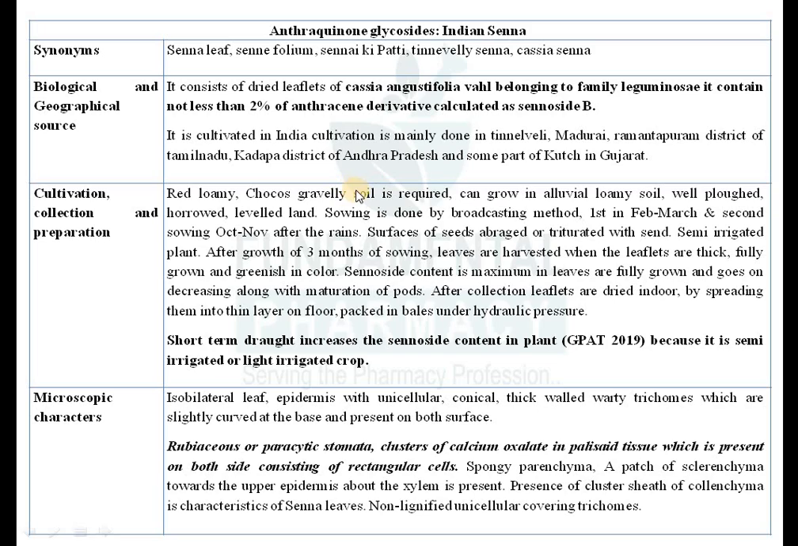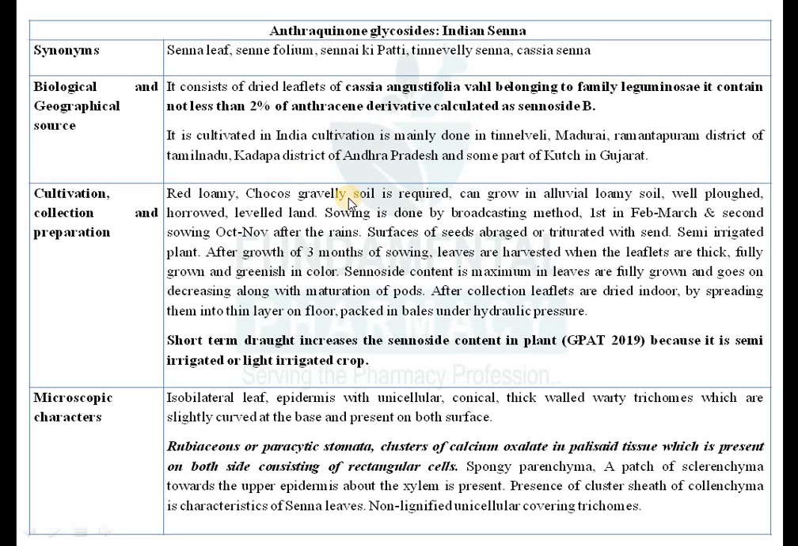So this is the geographical source. It is not much important, but still you should know it. Mostly this Senna is cultivated in the southern region of India. For example, Tinnevelli, then Madurai, Ramanathapuram district of Tamil Nadu, then Kadapa district of Andhra Pradesh, and some part of Kutch in Gujarat. So mostly it is cultivated in South India.